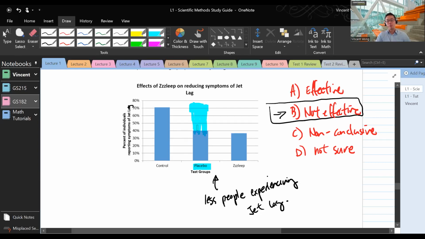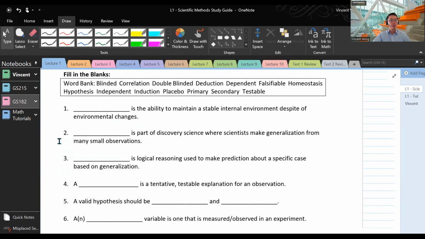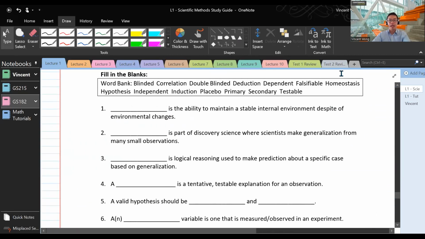Now, this is explained in more detail in the lecture recordings, so please go ahead and watch that if you're a little bit confused. Okay, I know we are a little bit over our time, but I'm just going to take the last couple minutes to fill in the blanks so you have the answers here.